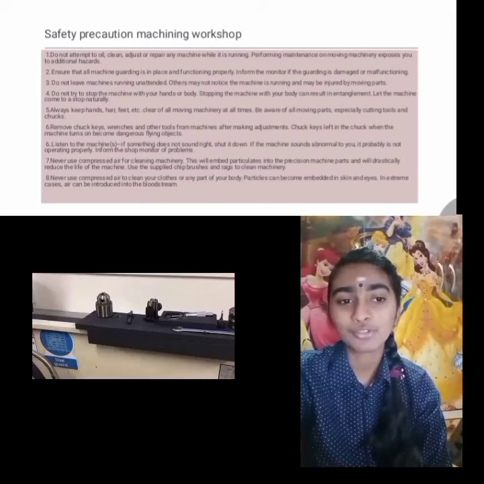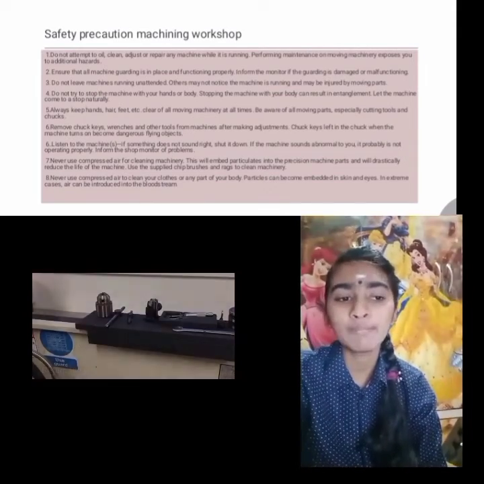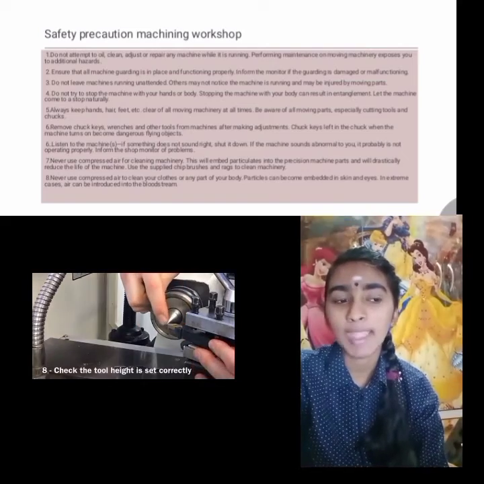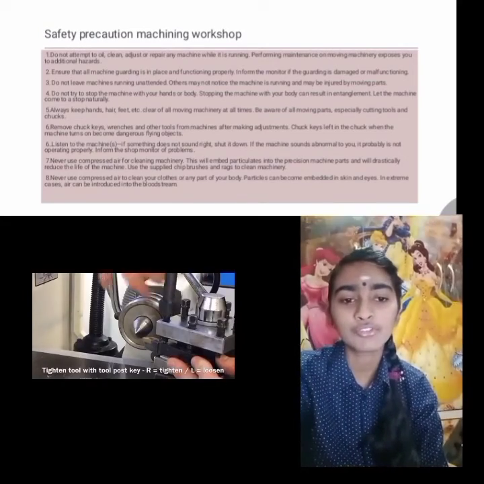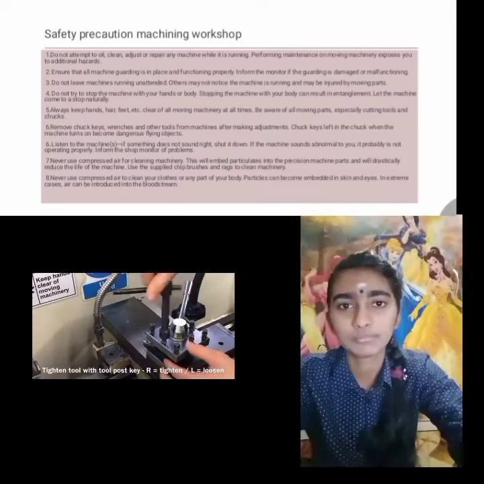Never use compressed air to clean your clothes or any part of your body. Particles can become embedded in skin and eyes. In extreme cases, air can be introduced into the bloodstream.